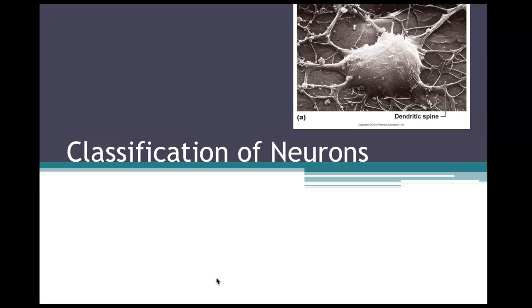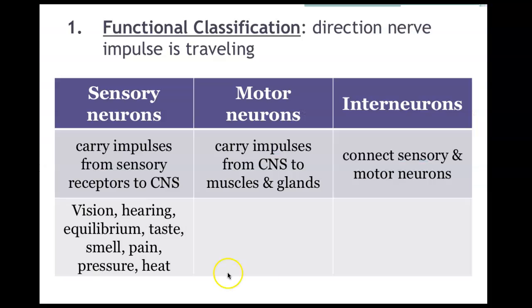All right, classification of neurons. We have different types. So there's functional classifications. The direction the nerve impulse is traveling gives it its classification. And we've talked about this already. Sensory neurons are going to carry impulses from the sensory receptors to the central nervous system: vision, hearing, equilibrium, taste, smell, pain, pressure, and heat. So sensory neurons, if you looked at an arrow, they're the arrow that's going towards the brain and spinal cord. Motor neurons are carrying impulses from the central nervous system to muscles and glands.